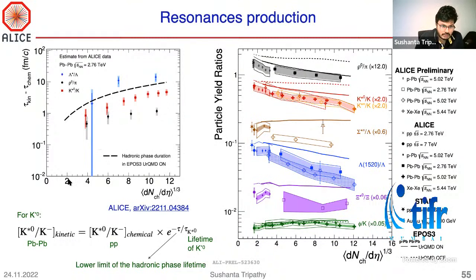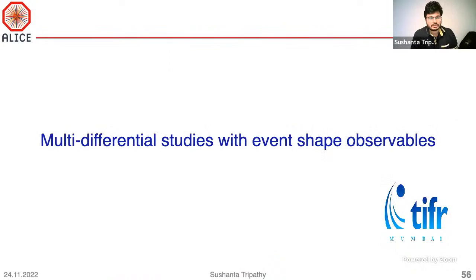Okay, so there is an evolution of this lower limit of the hadronic phase lifetime as a function of dN/dη as well, indicating higher suppression for more central lead-lead collisions. Okay, and then I will move to the multi-differential studies with event shape observables.